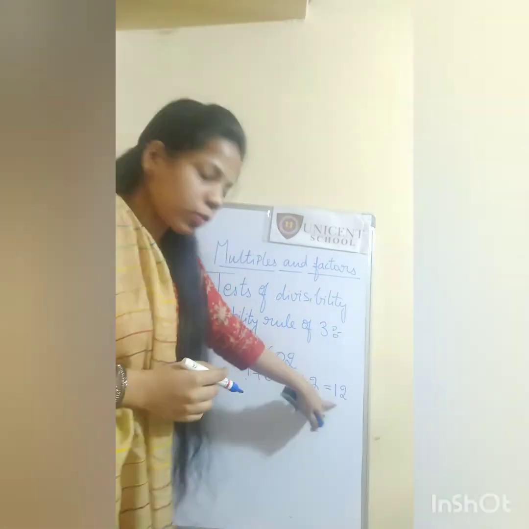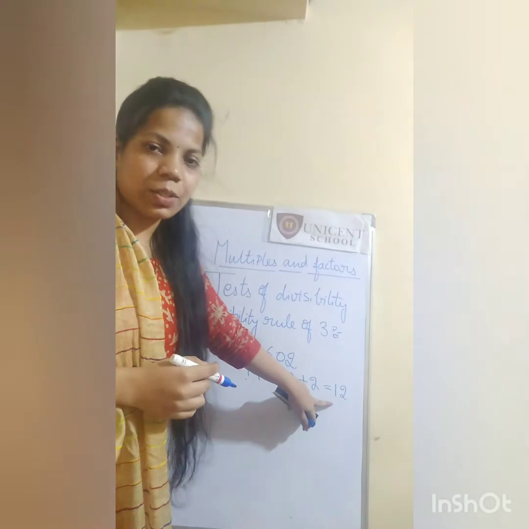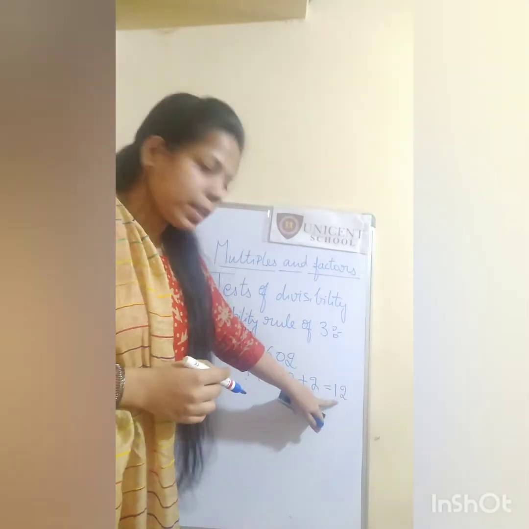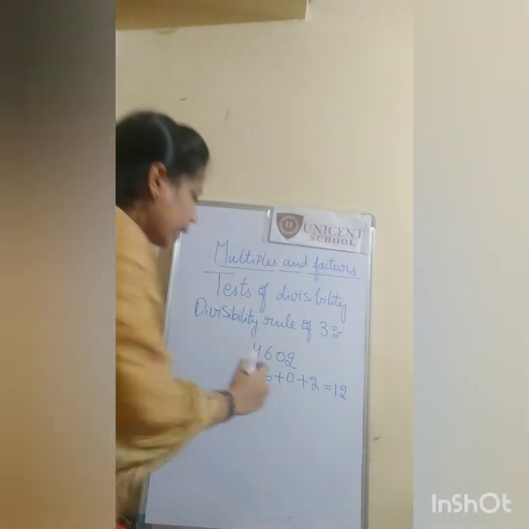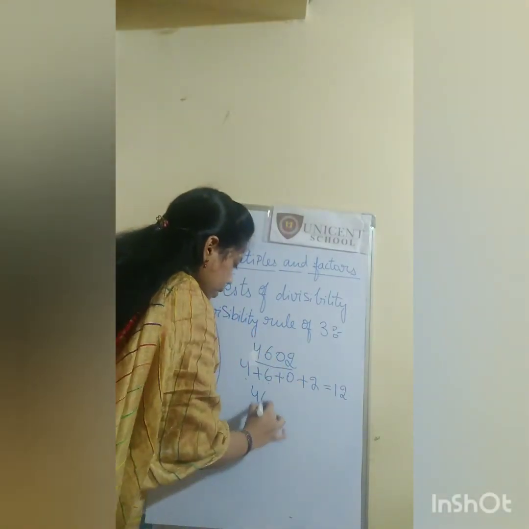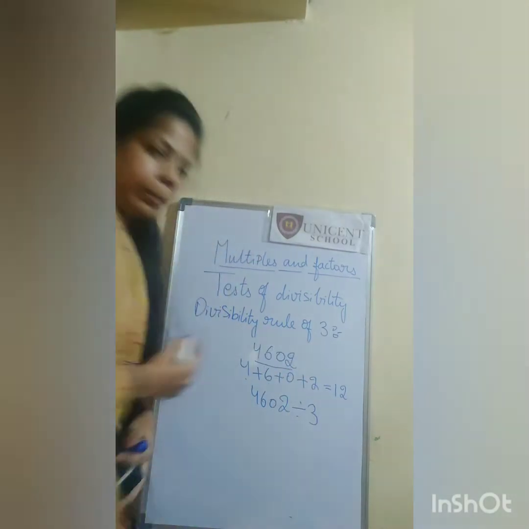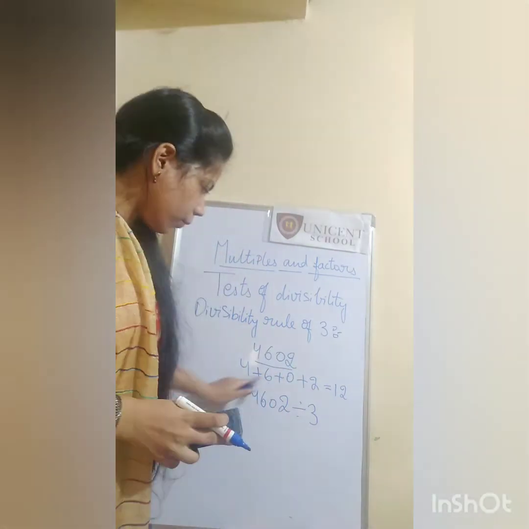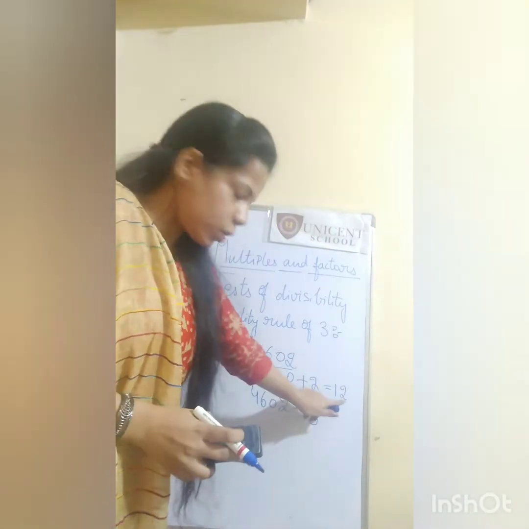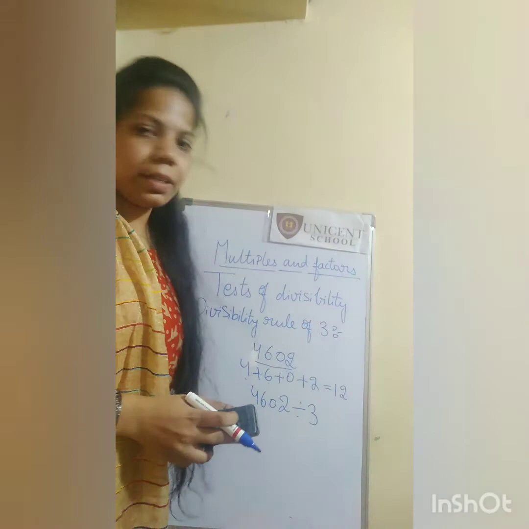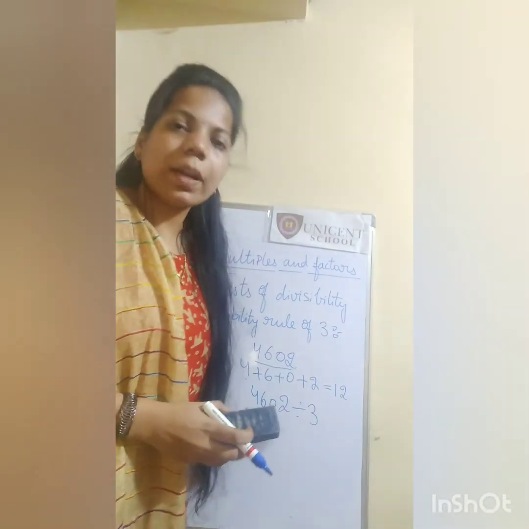Okay. Now is 12 divisible by 3? Yes. 12 is divisible by 3, right? 3 4s are 12. So the entire number 4602 is also divisible by 3. Understood everyone? Sum of the digits of the given number is 12. 12 is divisible by 3. So the entire number is divisible by 3. Okay. Now let us see some other example.